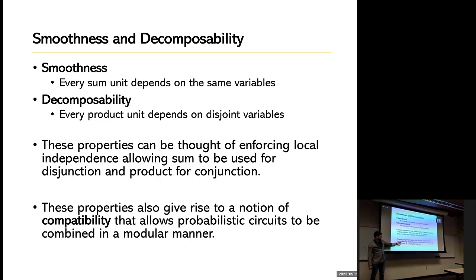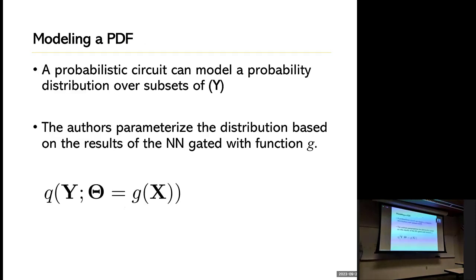These properties also give rise to this notion of compatibility that allows these probabilistic circuits to be combined in a modular manner. That plays a big role in allowing you to have both the Q and the C probabilistic circuit together in the same neural architecture. A probabilistic circuit can model a probability distribution over subsets of labels, and they parameterize it based on this function G, and G is applied to the last layer of the neural network. Remember, we're getting rid of the output layer, so that stuff has to go somewhere. So it goes to this function G.